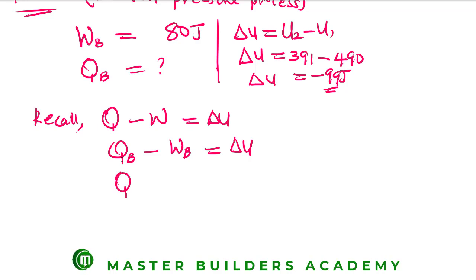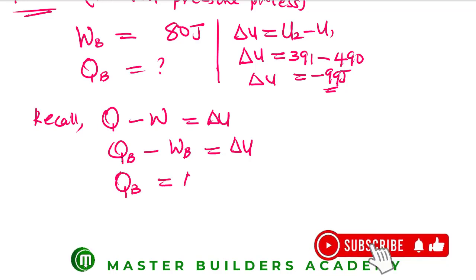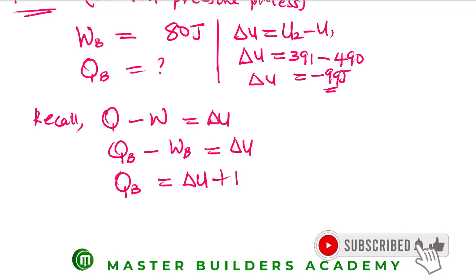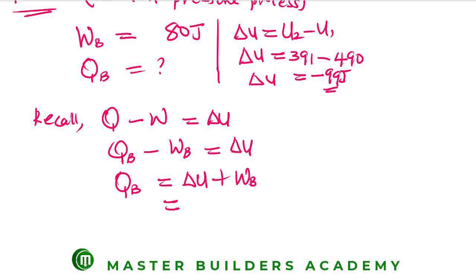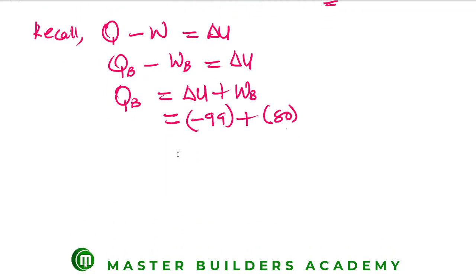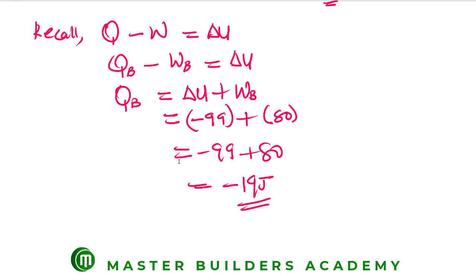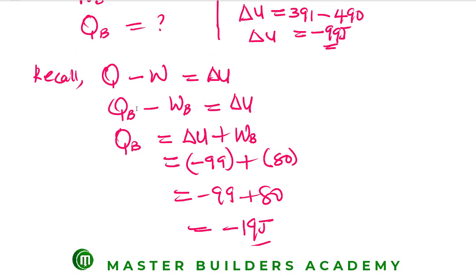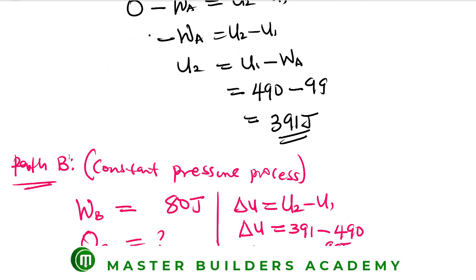Since we are looking for QB, here we have QB is equal to the change in internal energy plus WB. Any one can actually come first as long as both are positive. So what do I do? Change in internal energy, if we substitute, is negative 99, then plus the work done, which is 80, as you can see from here, right? Now if we solve this further, we have minus 99 plus 80, and the resulting value here is minus 19 joules. So guys, we have been able to obtain the missing data in part B, at constant pressure process.